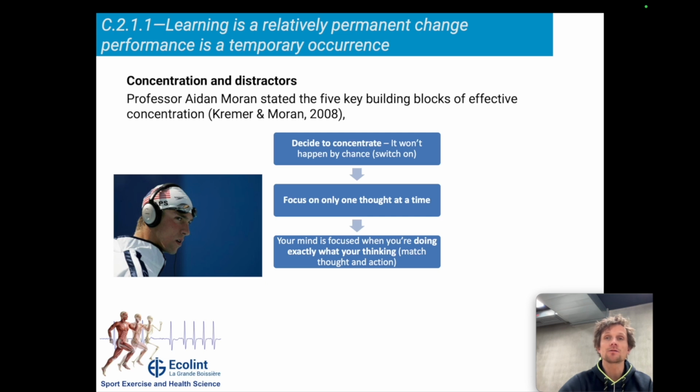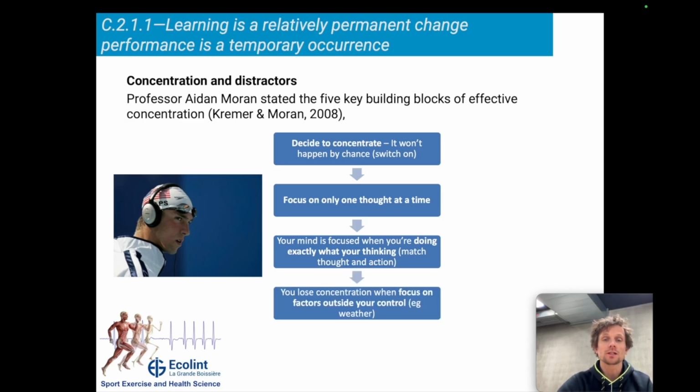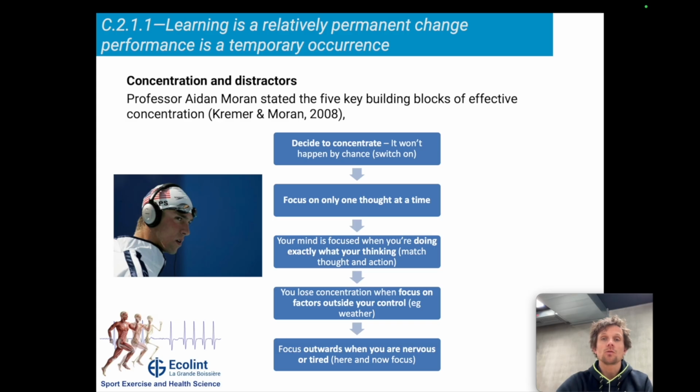So when our mind is focused, we're making sure that our thoughts and our actions match. He suggested that we lose concentration when we focus on factors that are outside of our control. So, for example, the weather. He also suggested that when we're nervous or in a high-stress situation or fatigued, we should be focusing outwards and we should be focusing on the here and now.